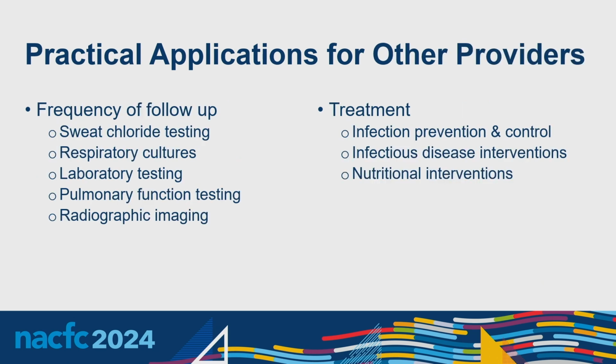All right, so as far as other providers, the guidelines do talk about this. So just briefly, it mentions frequency of follow-up for things like sweat chloride testing, respiratory cultures, laboratory testing, pulmonary function testing, radiographic imaging, and comments about things like different treatment things. Repeat sweat testing I'm going to mention specifically because that is part of what could reclassify an individual to having a diagnosis of CF, as well as the reclassification of the CFTR variant. So highlighting how important genetic counseling and genetic counselors are to the CF team and the care of individuals with CRMS and CFSPID.